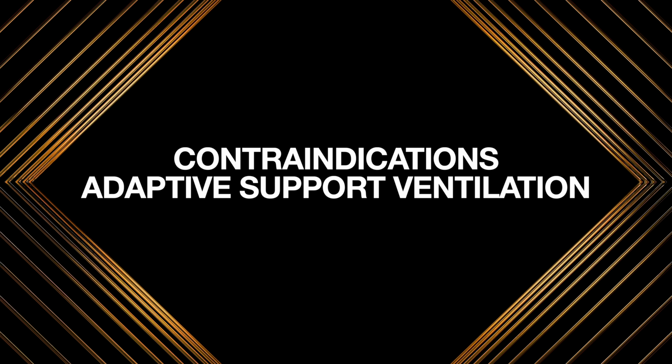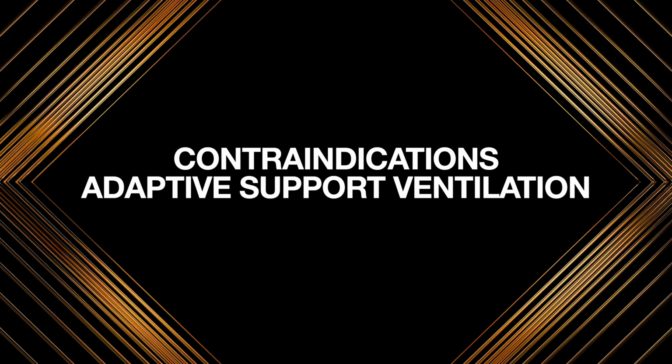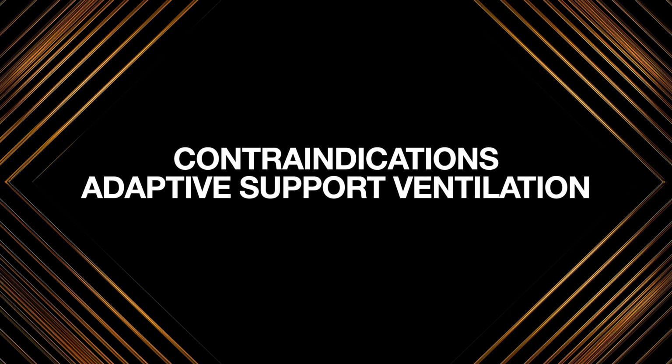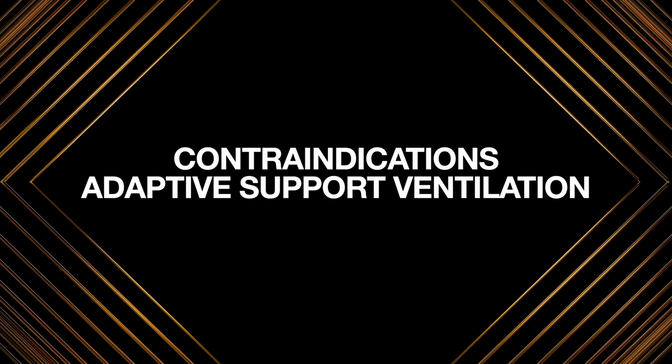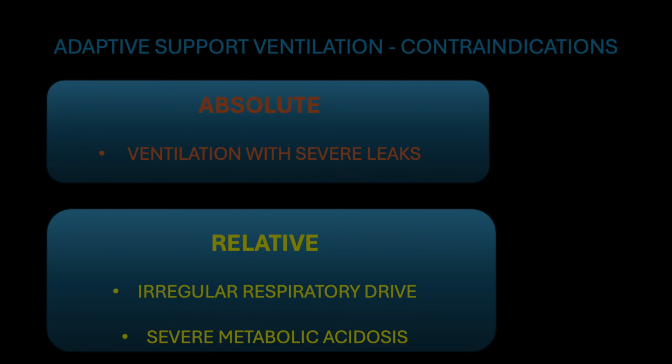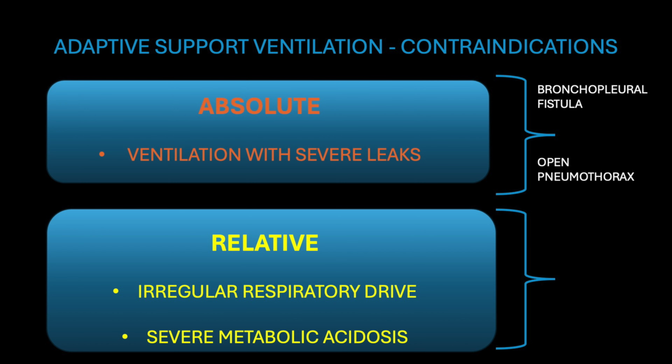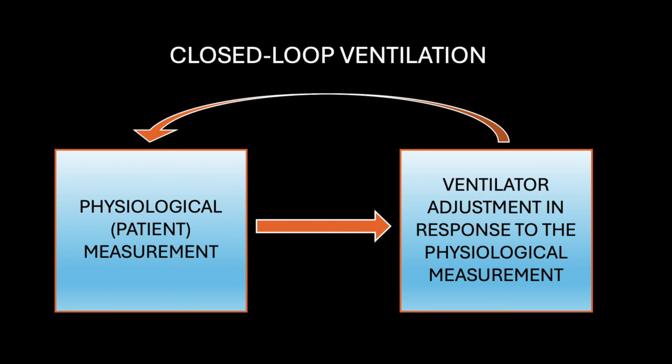ASV has a few contraindications, therefore, most patients are candidates for its application. 3 types of patient circumstances present contraindications to ASV. These include patients with air leaks, such as bronchopleural fistula and open pneumothorax. They won't work with ASV because it functions in a feedback-driven closed-loop design. Severe air leaks destabilize the system.